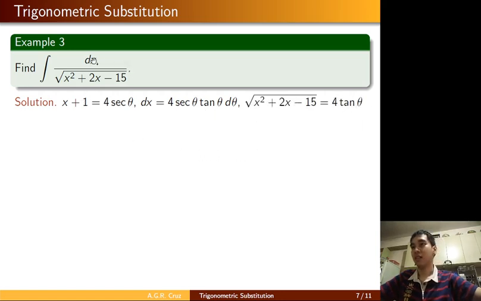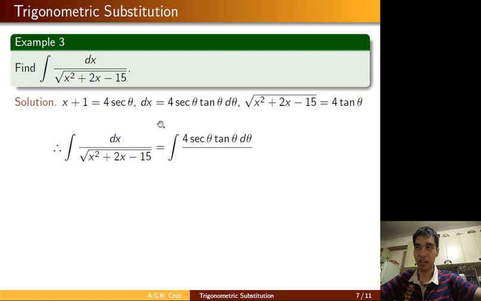Okay? So if you now integrate this one, what do you get? Our dx is equal to this. So your numerator is now 4 secant theta tangent theta d theta. And then your denominator, which is this one, the square root of x squared plus 2x minus 15, is just 4 tangent theta. Okay? So what happens? 4 will cancel out. Tangent theta will cancel out. What we're left with in the integrand is just secant theta. So this will just be equal to the integral of secant theta d theta.